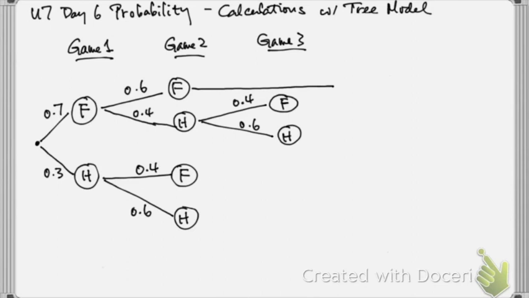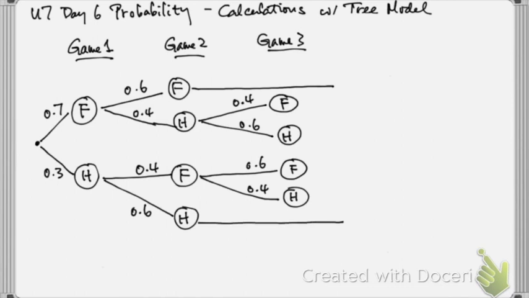Okay, let's go down here. Again, I have Fremont and Homestead. Because Fremont won the second game, it's going to have a 0.6 chance of winning the third one. Homestead is going to have a 0.4 chance of winning the third one. And then the last one, because Homestead won both games, the series would stop. They won the series by then.